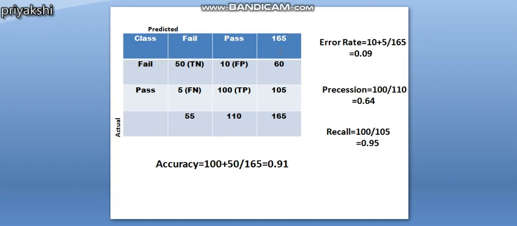So in the school or in the class there are a total of 165 students, as you can see. Out of them, 60 have failed in the examination and 105 students have passed the examination. And this is the value of the classifier. Whenever there is fail or negative there will be a negative, whenever there is pass or positive there will be positive. So these are the numbers.